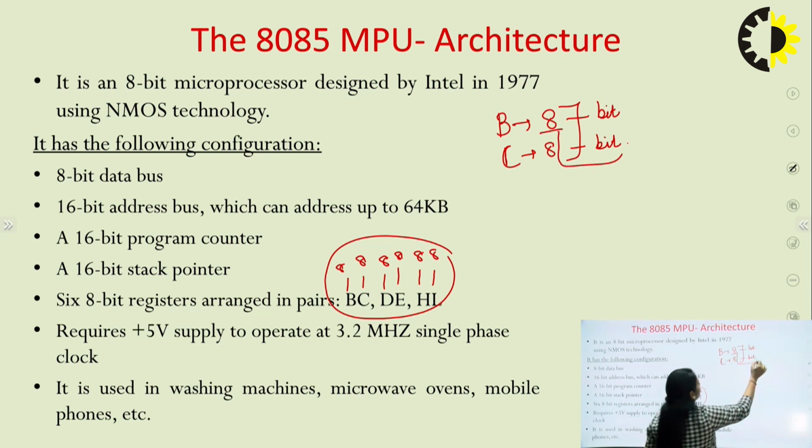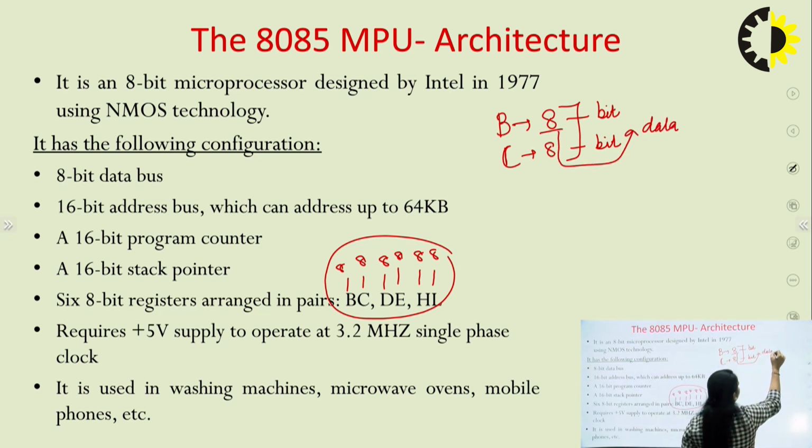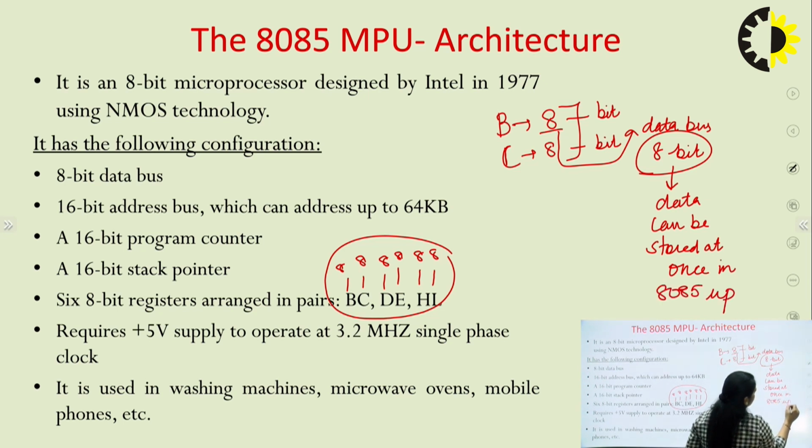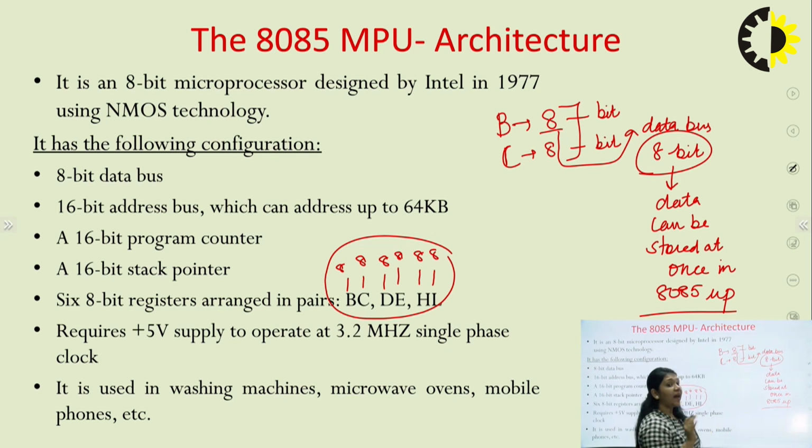All these registers are of 8 bits. Why? Because the data bus is also of 8 bits. That means 8 bits of data can be stored at once in the 8085 microprocessor. But if I have to store the location address, then what? These locations are of 16-bit.